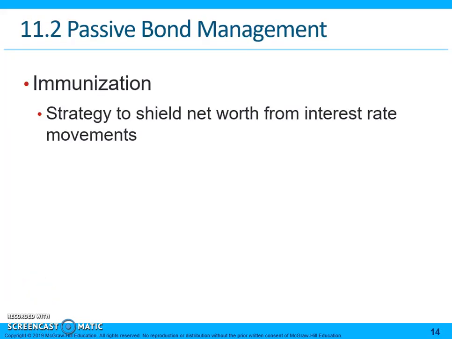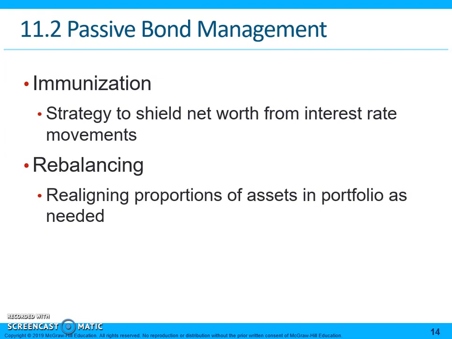So passive bond management. So now we're going to talk about immunization. Immunization is a strategy to shield your net worth from interest rate movements. And we'll see how it works as we move forward. When you do immunize, you have to do what's called rebalancing. If interest rates change, you have to realign your portfolio because a change in interest rates is going to result in a change in duration, and you have to rebalance to immunize your portfolio.